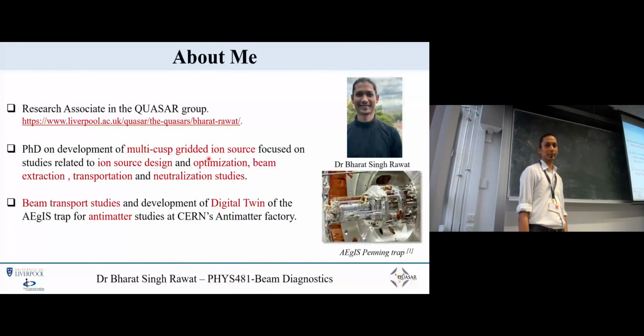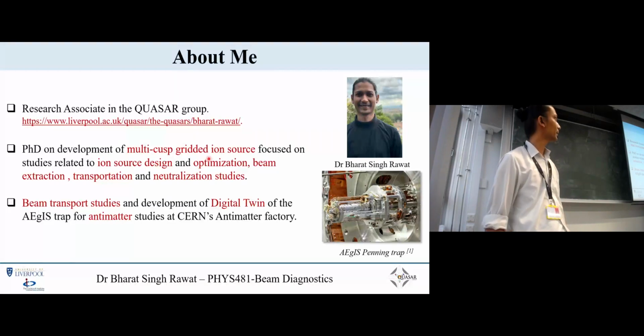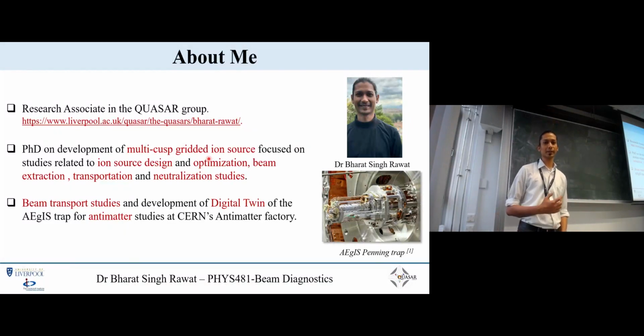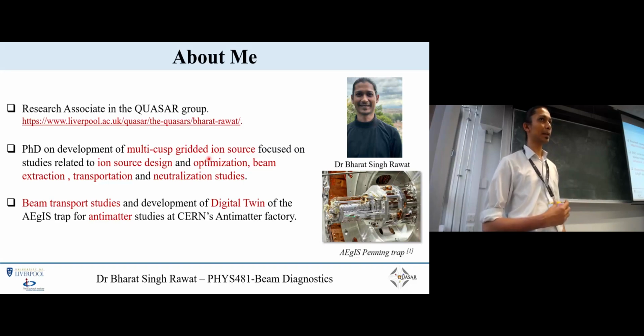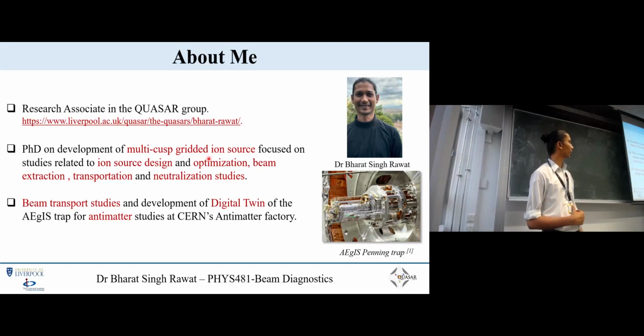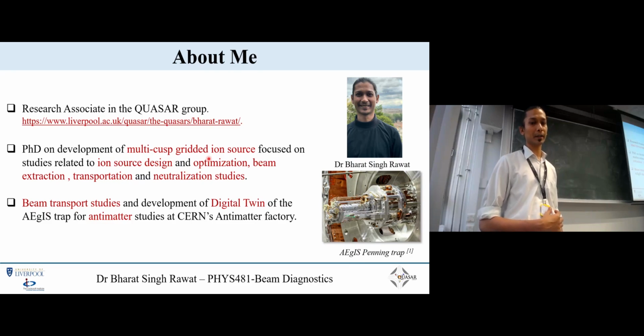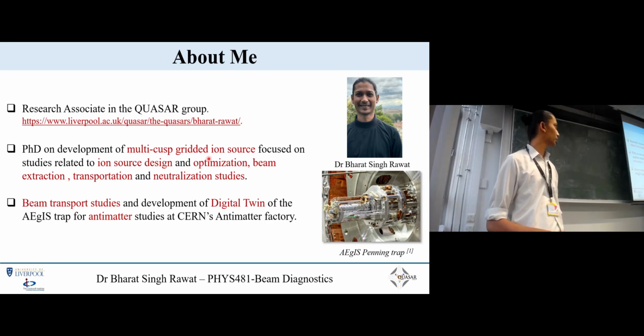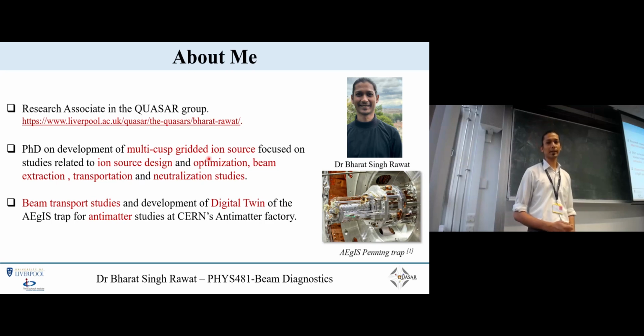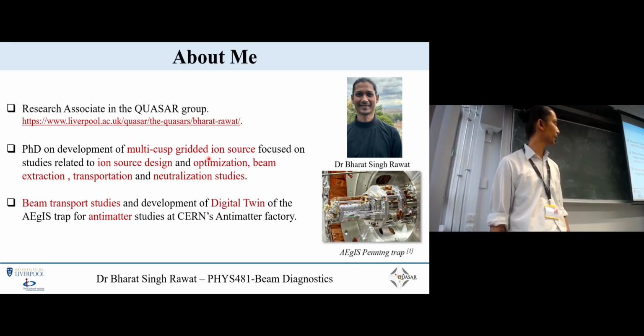So this is a bit of my background. I did a PhD on ion sources, which is very much related to particle accelerators, but my application of the ion source was in electric propulsion, so for ion thrusters in space. I designed and optimized the ion source for a particular application. And currently I do beam transport studies for the development of a digital twin for the antimatter experiment at CERN.